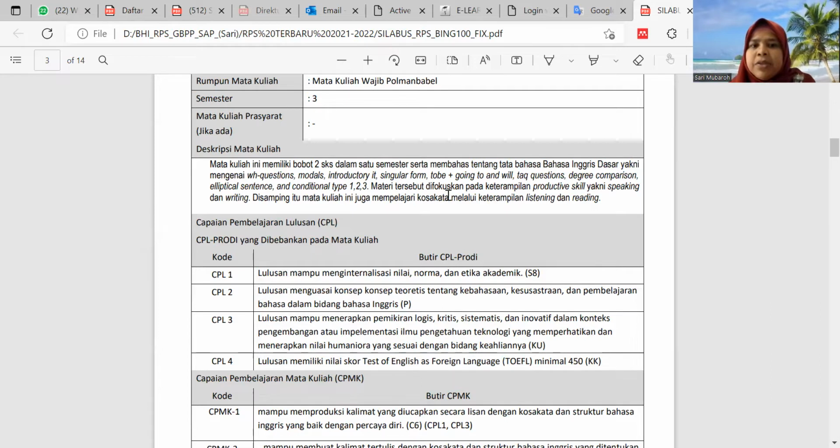Okay. And the material will be focused on the productive skills, like speaking and writing. But besides that, we are going to learn also about the vocabulary by the listening and reading skills. So it includes 4 skills: speaking, writing, listening, and reading skills.